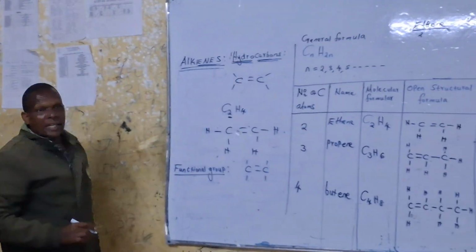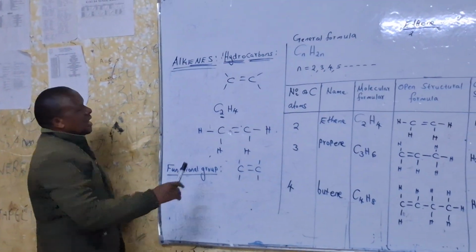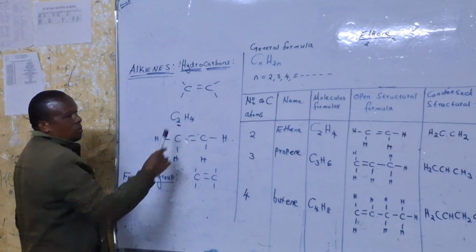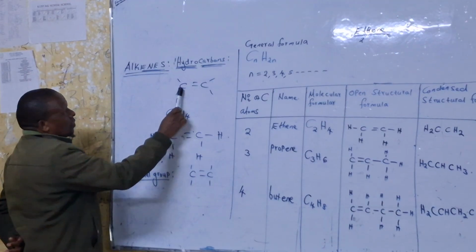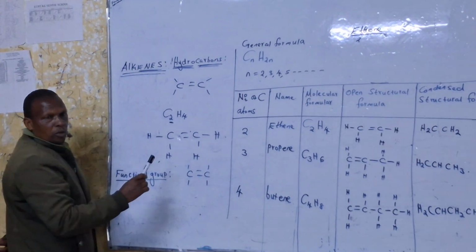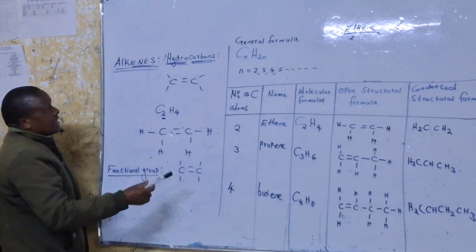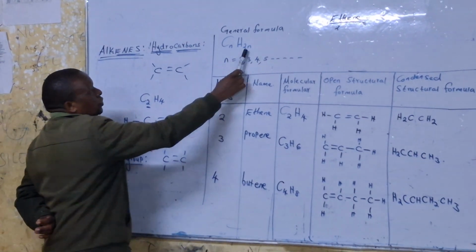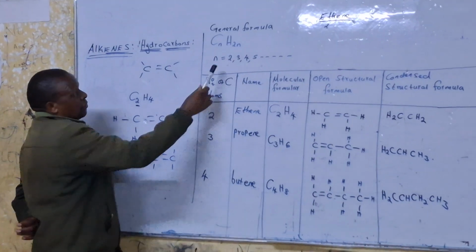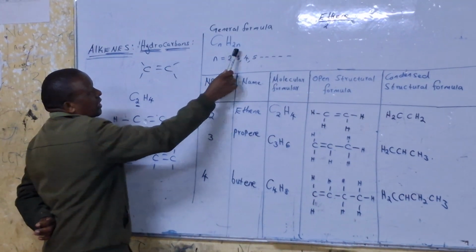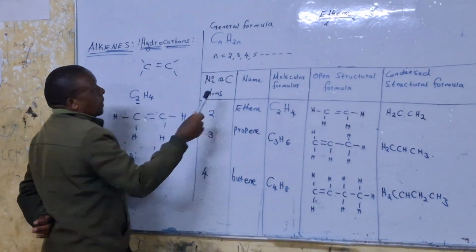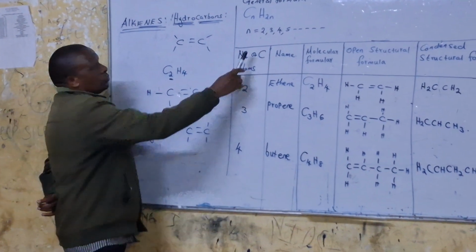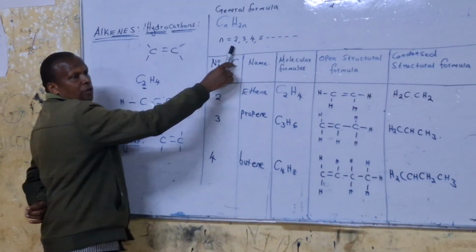The reason why they are ending with E is because they have at least one carbon double bond. Are we clear? And the general formula for alkenes is CnH2n. Are we together? Now, for the alkene series, n starts from 2.